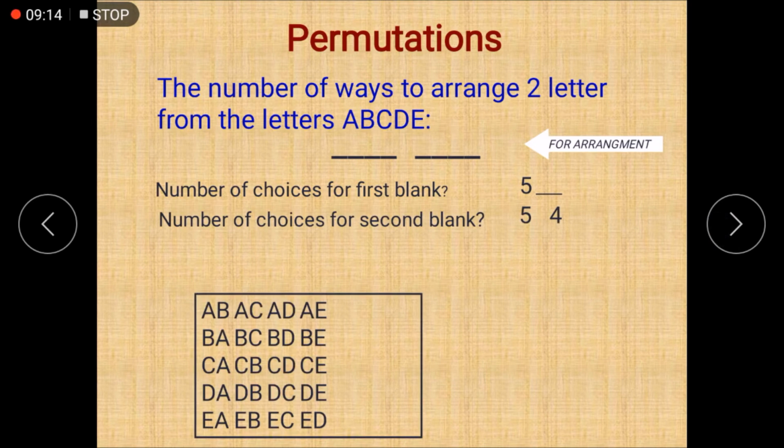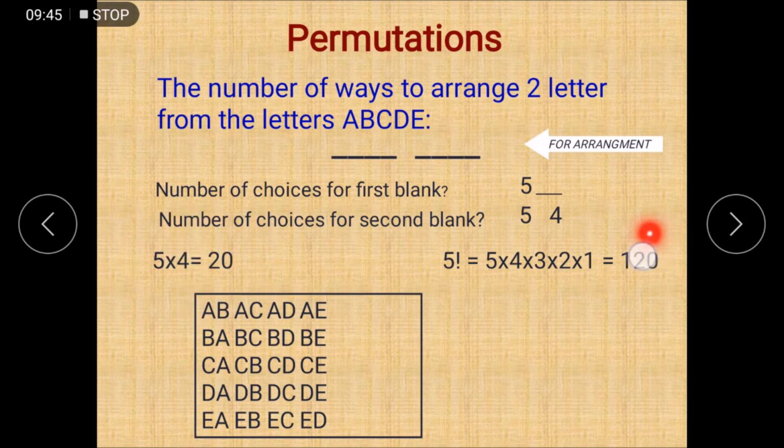So by listing out all the possible arrangements of 2 letters, I can get AB, or AC, or AD, or AE, and so on. All together there are 20. How do I get 20 possible arrangements? I can list them down like this, or I can use the counting principle, or I can use factorial.